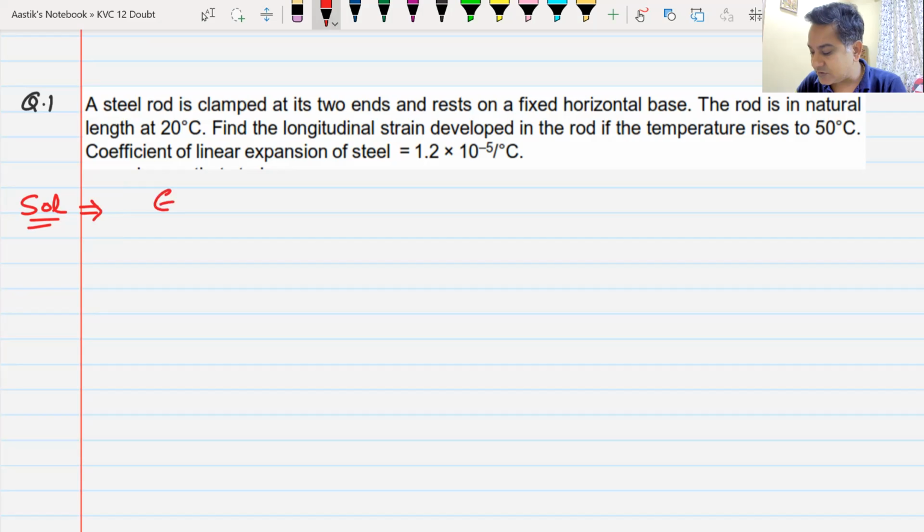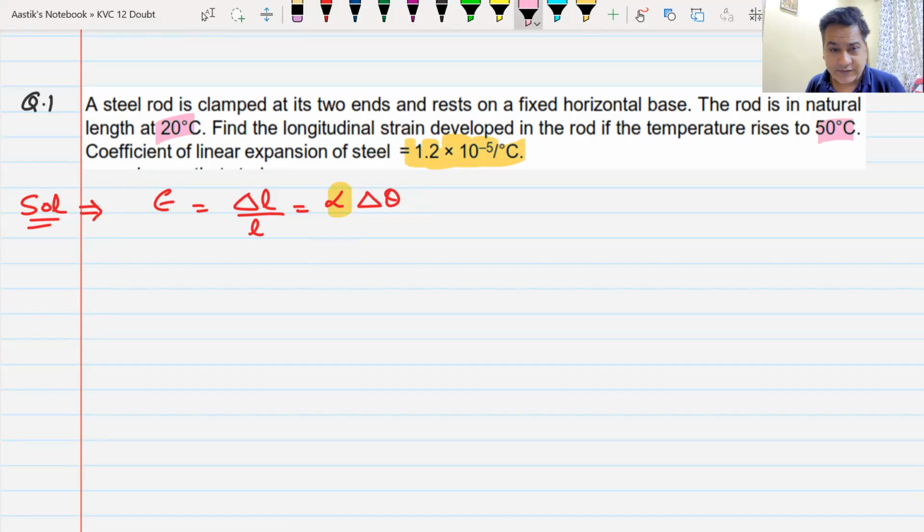How do I get the thermal strain? To get the thermal strain, delta L by L, I don't have to do delta L by L. I can just do alpha into delta theta. The value of alpha is given as 1.2 into 10 raised to the power minus 5. Final temperature is 50, initial temperature is 20, change in temperature is 30. Multiply 1.2 by 30, and you have your answer: 36 into 10 raised to the power minus 5, which is 3.6 into 10 raised to the power minus 4. Do we understand this?